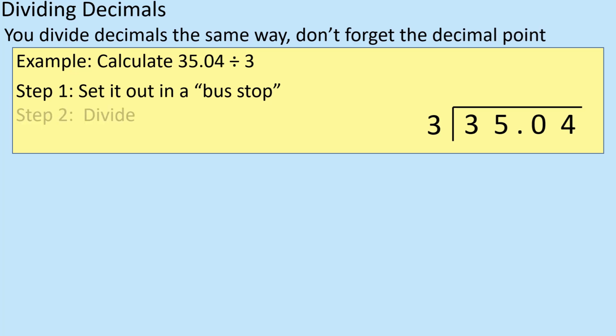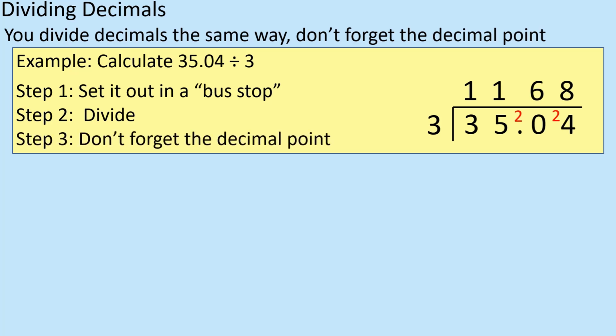All right. So how many 3 is going to 3? 1. How many 3 is going to 5? 1 with 2 left. How many 3 is going to 20? Well, that's going to be 6, isn't it? With 2 left. And how many 3 is going to 24? That's going to give me 8. And of course, I've missed my bus stop, I missed my decimal point, so just put it back in where it was, above the other one.